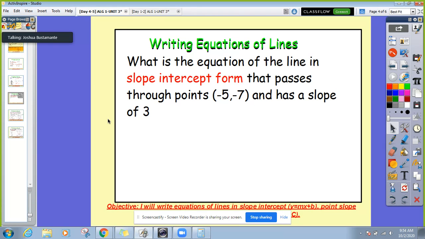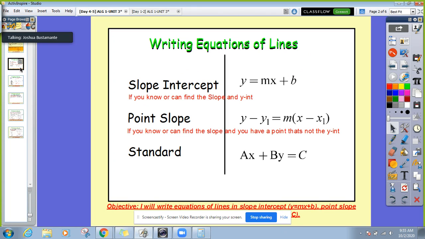So what we have to do is get a little creative. We have to use this second method of writing equations, which is called point-slope form. Using point-slope form, we know the slope and we have a point, but it's not the y-intercept. So most of the time, point-slope form is going to be your safest bet to write any equation of a line.